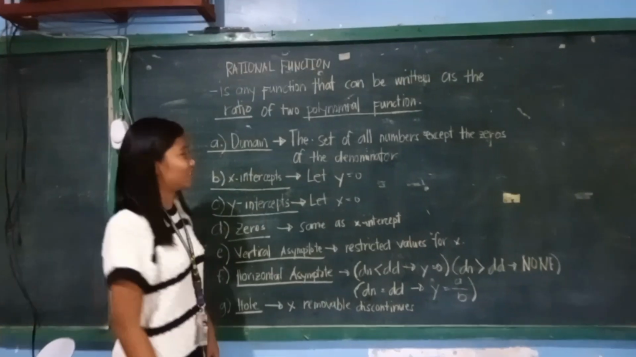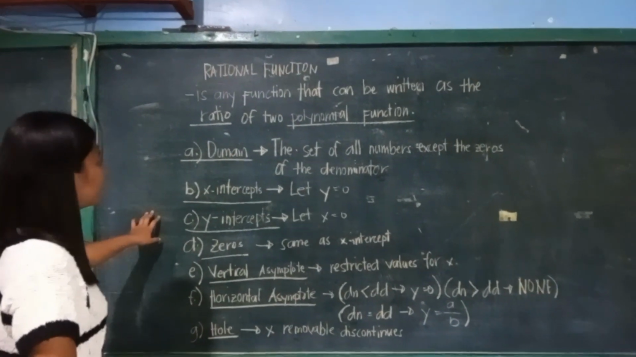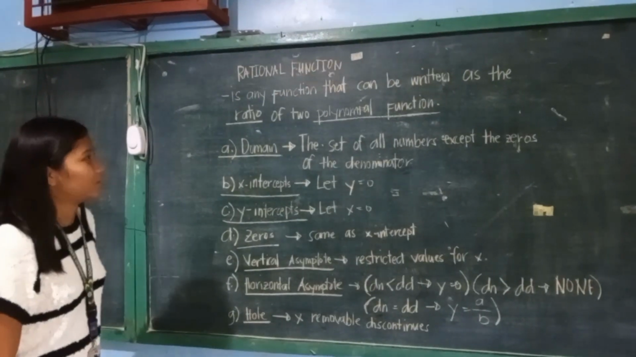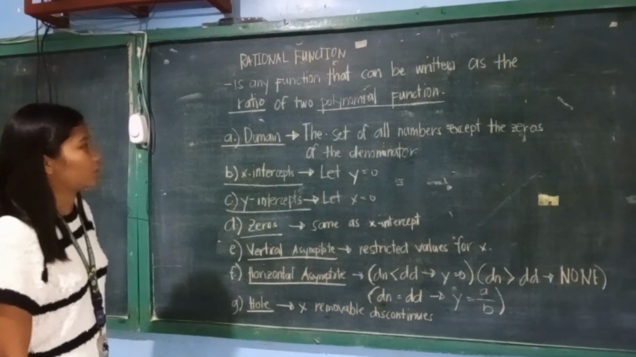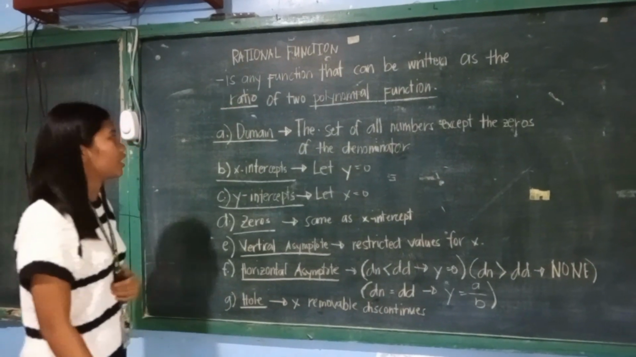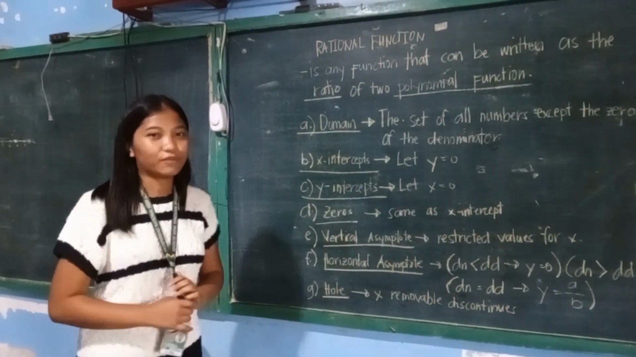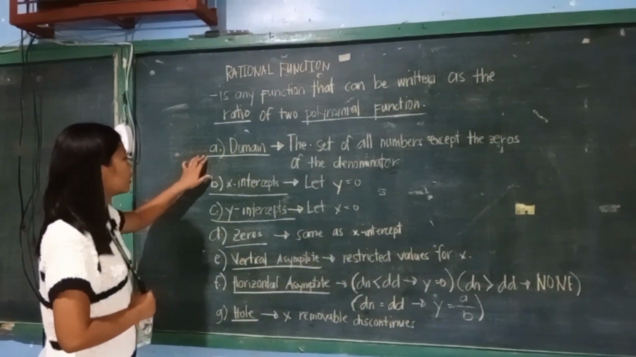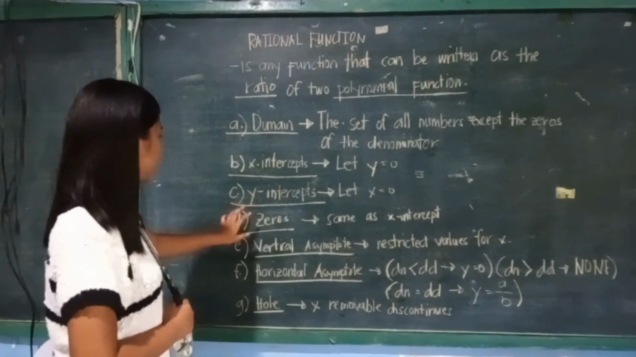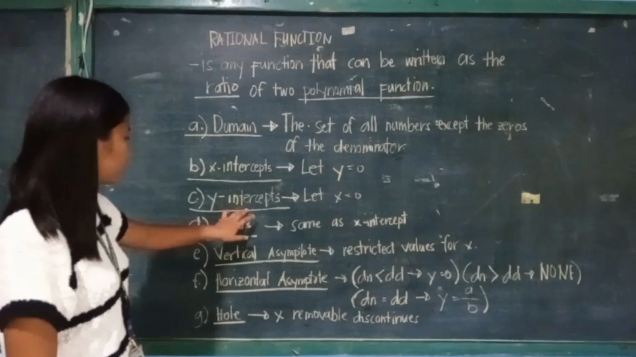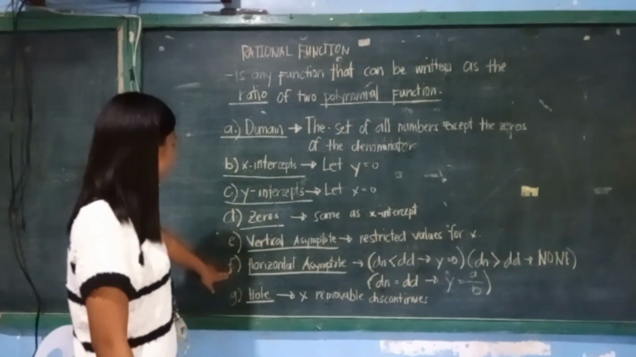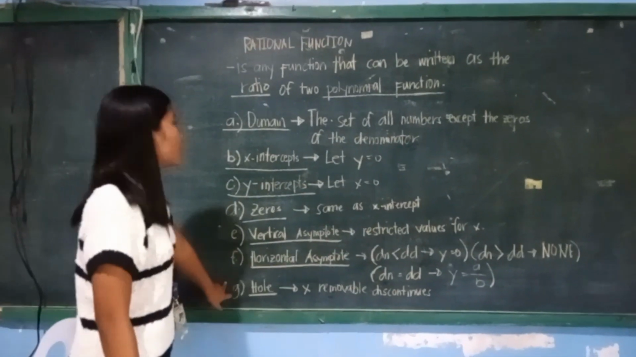Let's start the discussion. The discussion is about the rational function. A rational function is any function that can be written as the ratio of two polynomial functions. When we say ratio, it's the numerator and denominator of two polynomial functions. So we have here 7 processes: A, domain; B, x-intercepts; C, y-intercepts; D, zeros; E, vertical asymptote; F, horizontal asymptote; and G, hole.